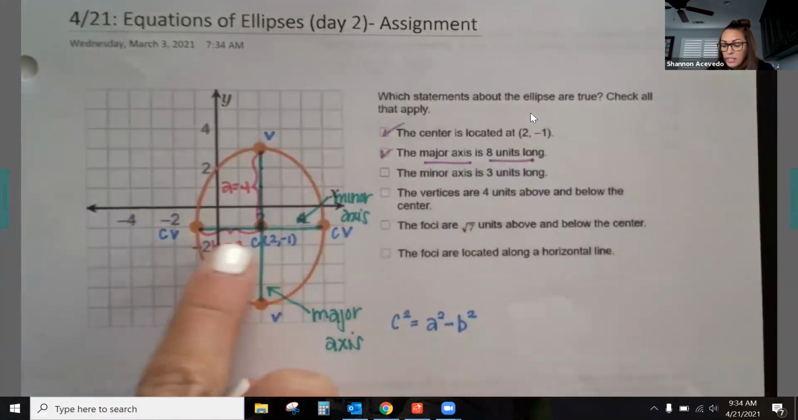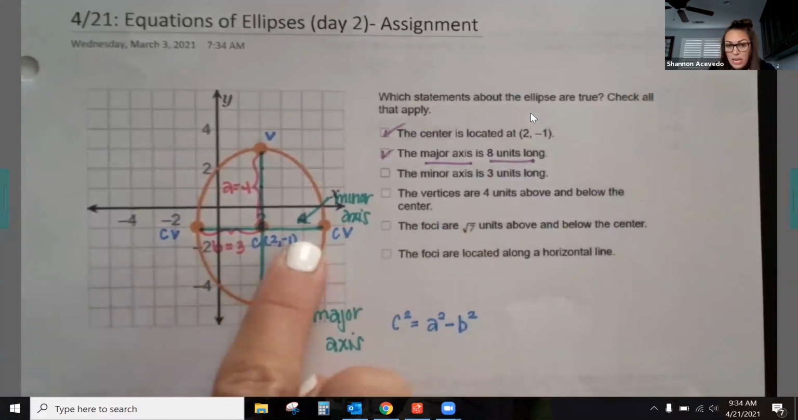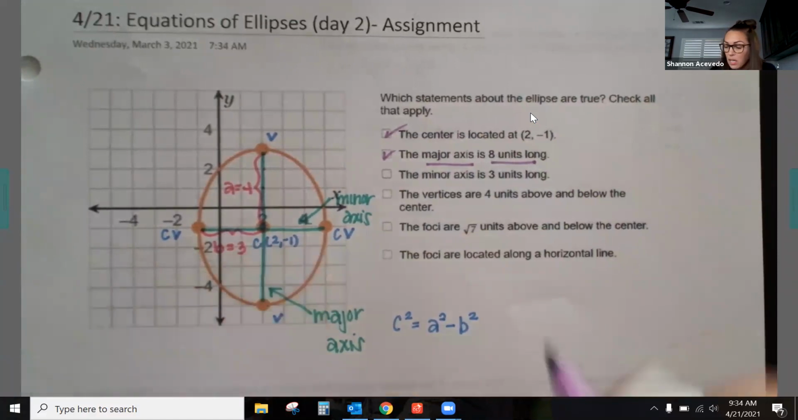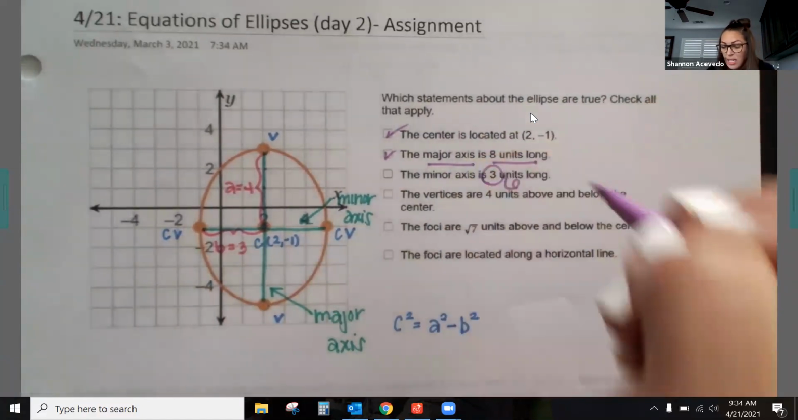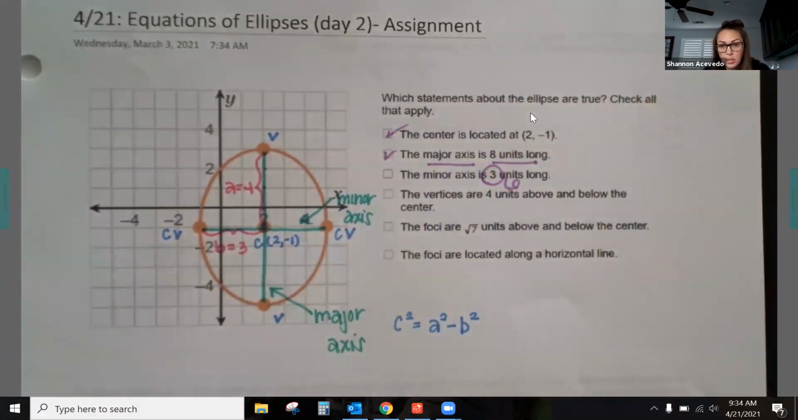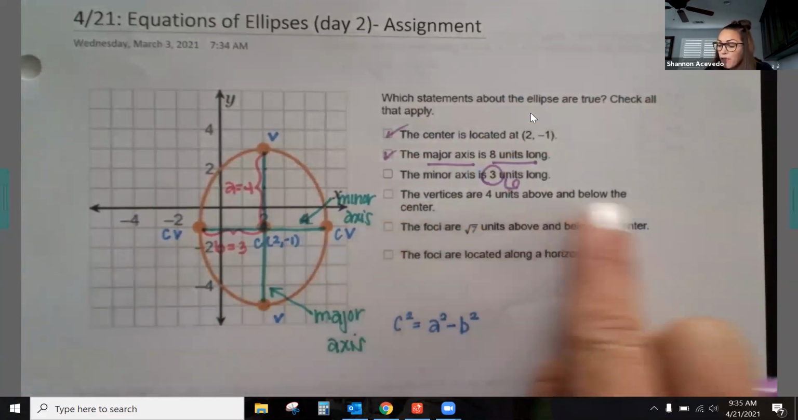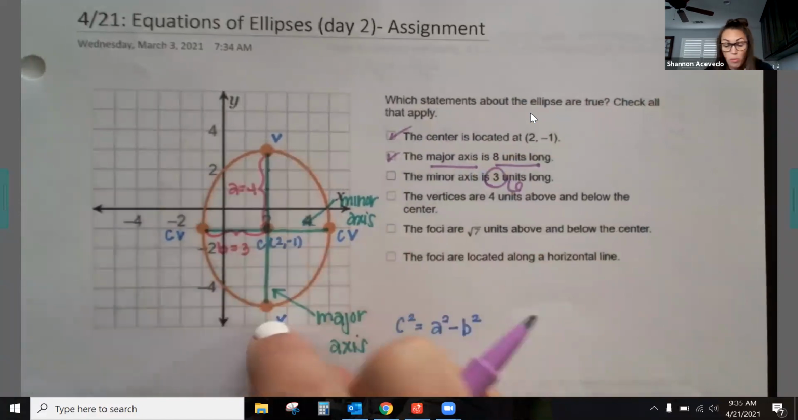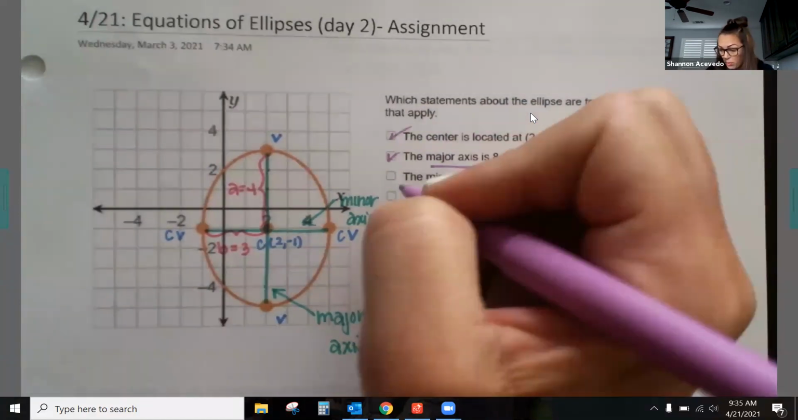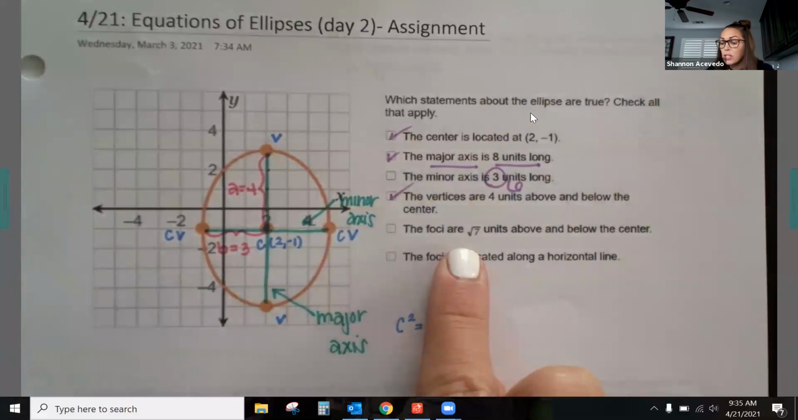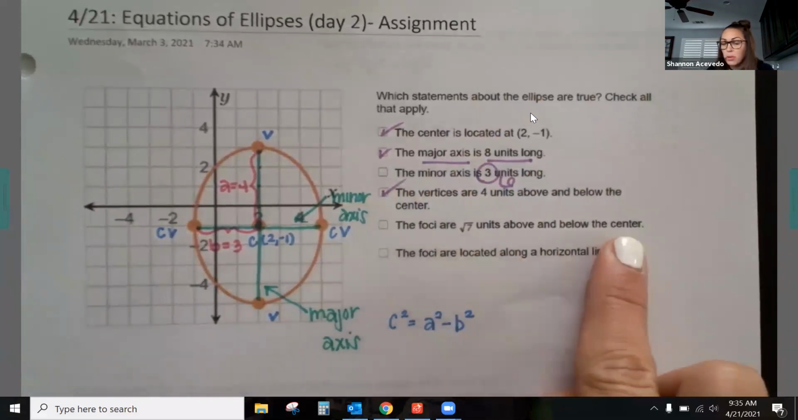The minor axis, this is 3 here, and this would be another 3. So the whole thing should be 6. So that is not true. The vertices are 4 units above and below the center, 4 above and 4 below. That is true.